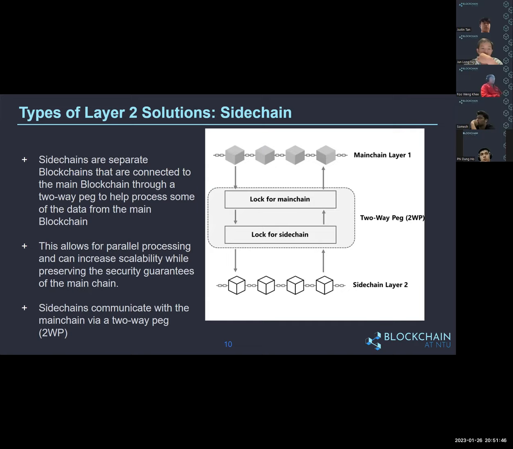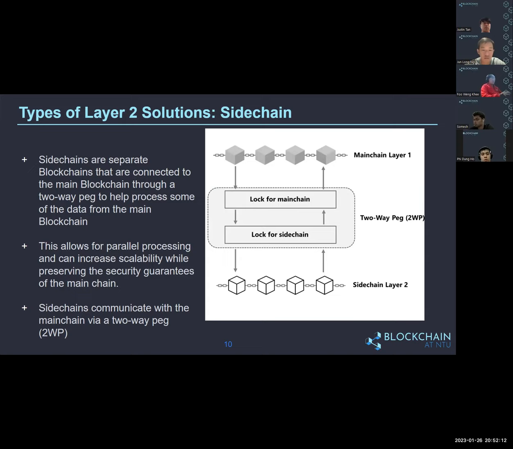Side chains communicate with the main chain via a two-way peg. So this is a 2WP. The side chain is also called a pegged side chain. A two-way peg acts as an intermediary, to facilitate the transfer of assets and coins from the main chain, layer one, to the side chain, which is another layer two, and vice versa.